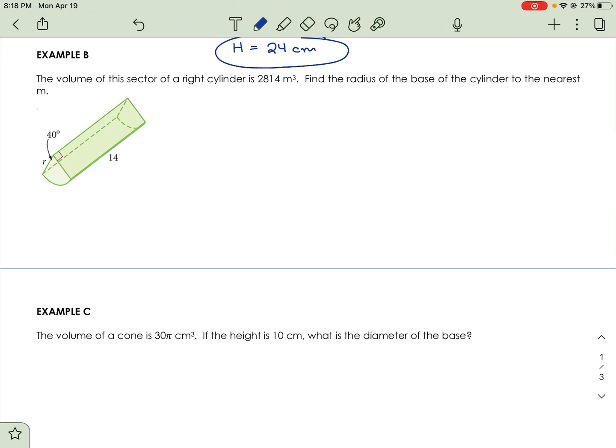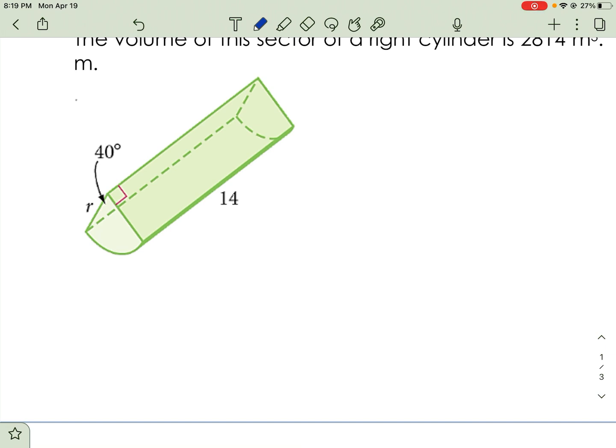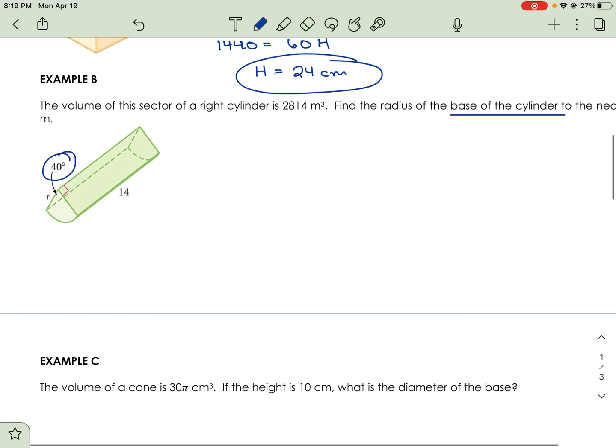In example B, you'll see that the volume of this sector of a right cylinder is 2,814 cubic meters. It says to find the radius of the base of the cylinder. So we're trying to find the radius of the entire cylinder, not just the sector in this case. We want to find that to the nearest meter. If we think about this, we would need to figure out what percentage of the cylinder we're looking at with this sector. We see that this sector has a 40-degree angle. So that means this is 1/9 of the volume of the total cylinder.